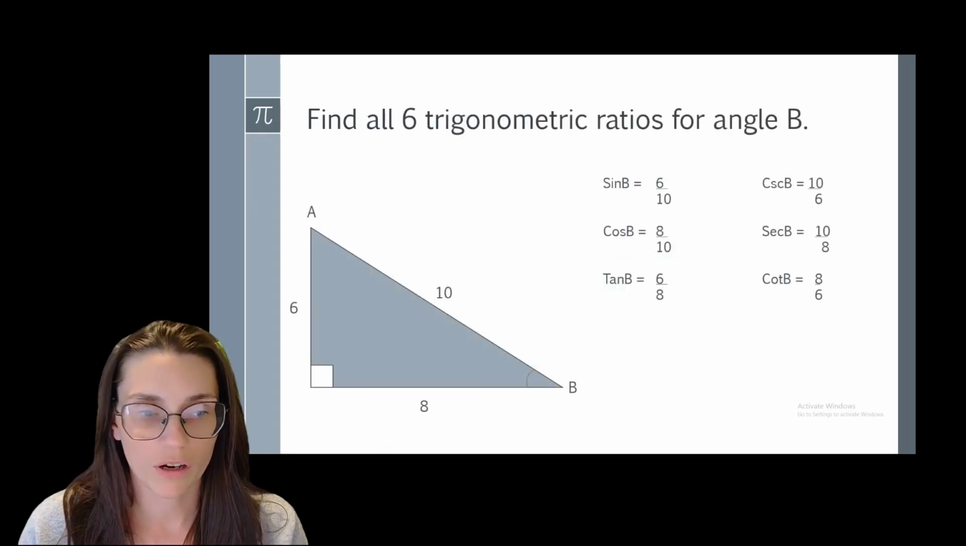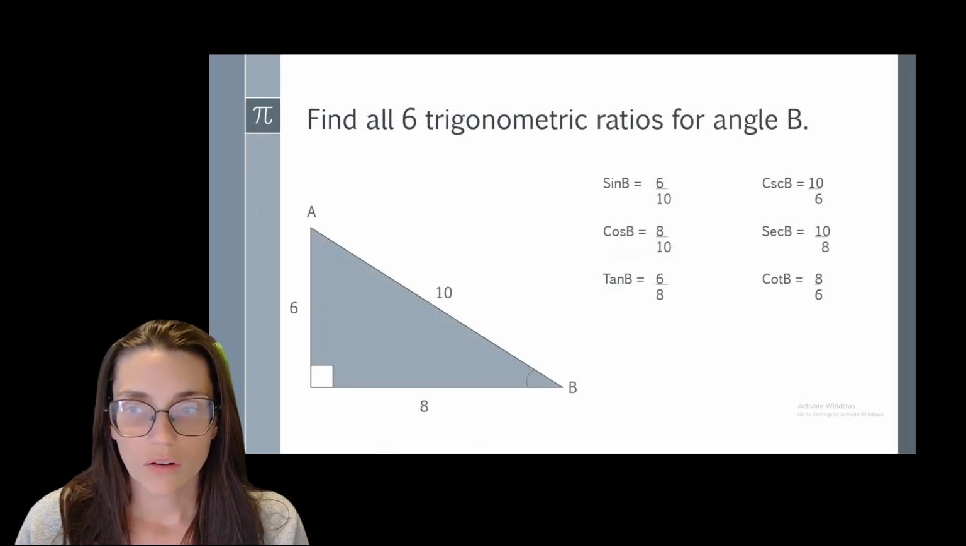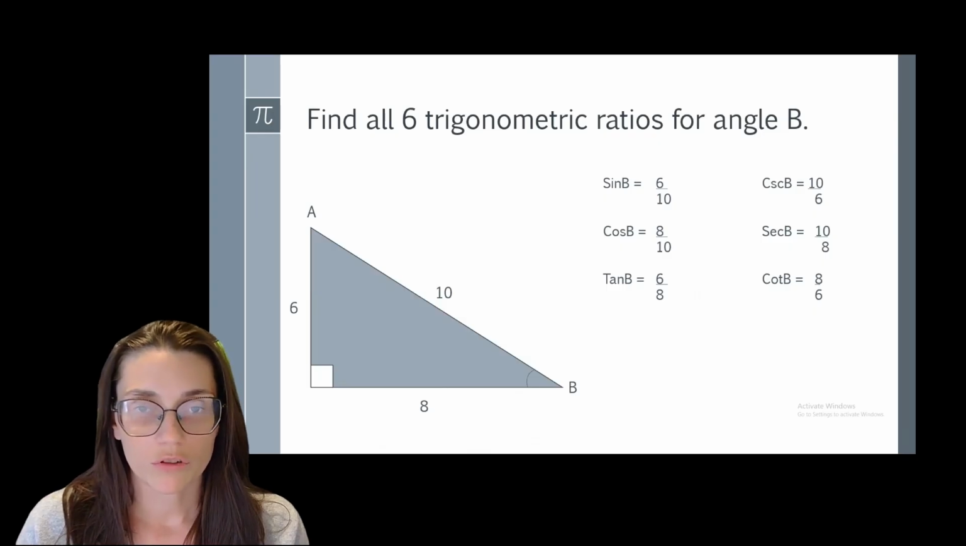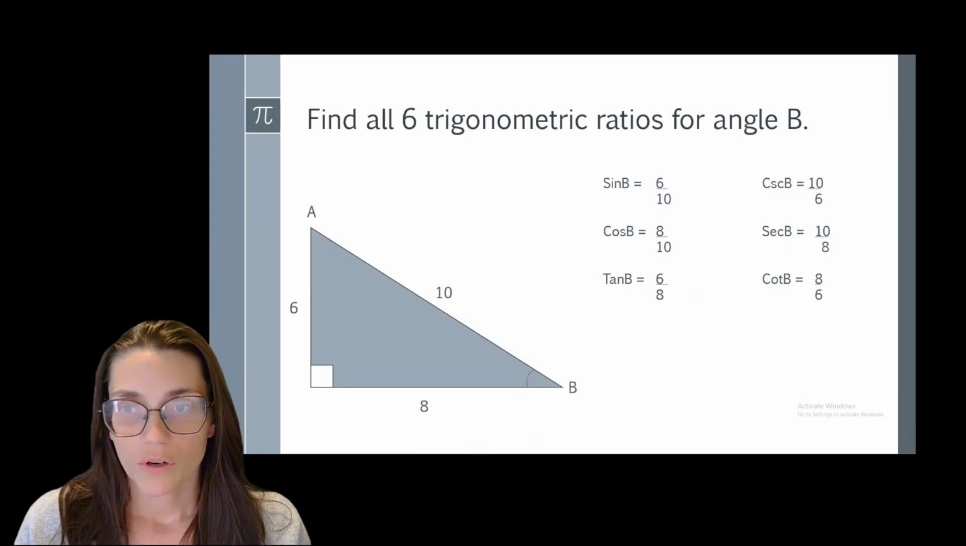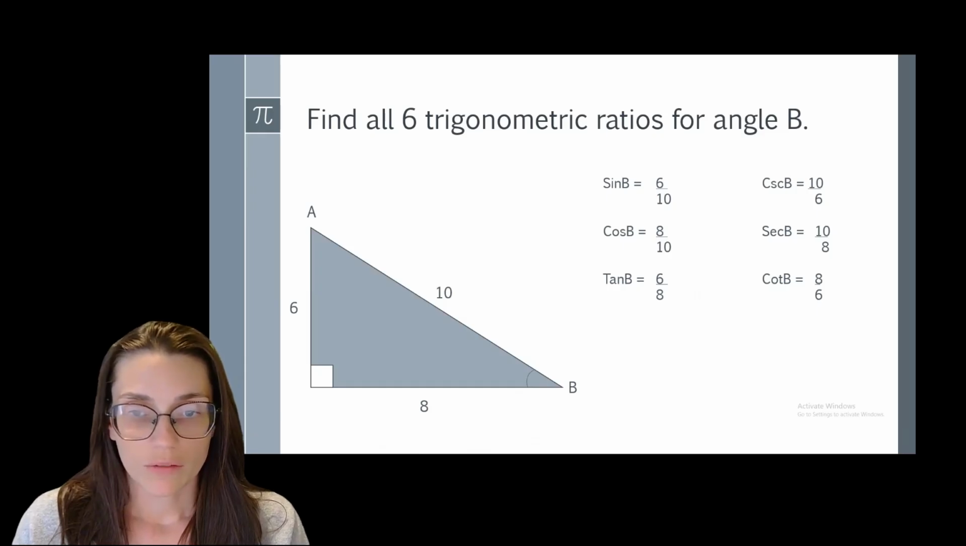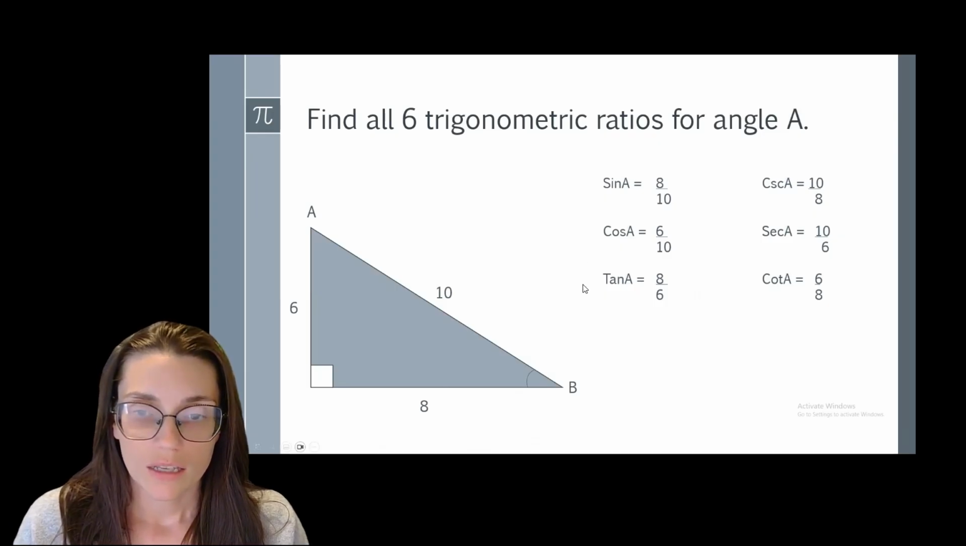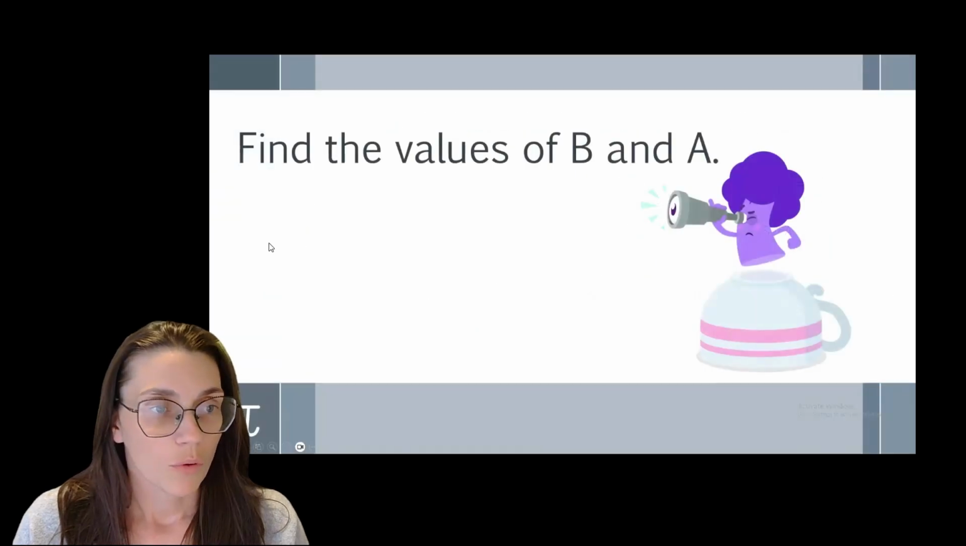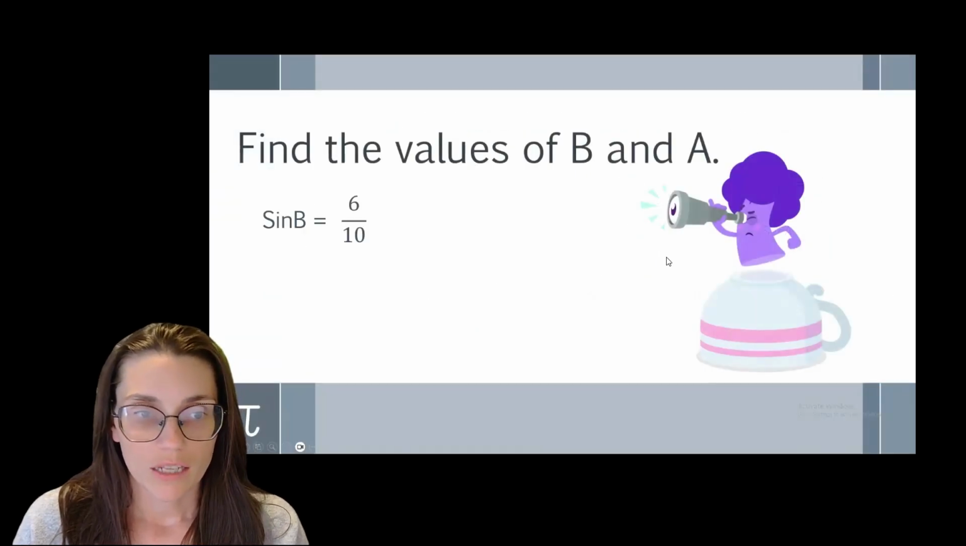So now that we have all of our sides, we can plug in all of those numbers for all of our trigonometric ratios. For this slide, we have all of the trigonometric ratios for angle B. And we could use any one of these and it should come to the same conclusion. On the next slide, we have all the trigonometric ratios for angle A. For the sake of ease, I went with sine for both of them. So we're going to find the values of B and A.